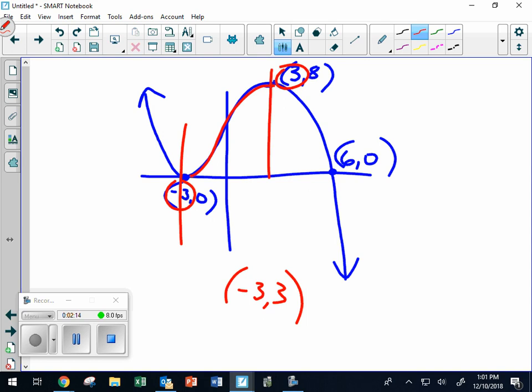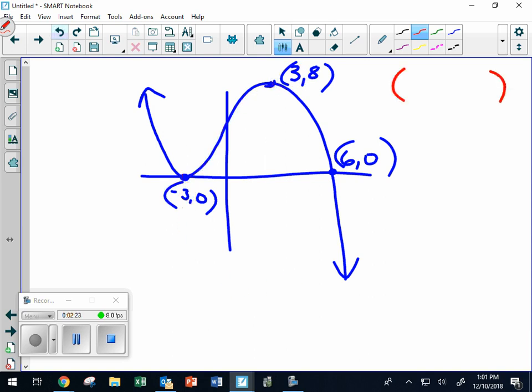Okay, now there are 2 intervals over which it's decreasing. Those are a little harder because they involve infinities. Let's see if you can handle the 2 decreasing intervals. I'm going to pause for a second while you give that a try.